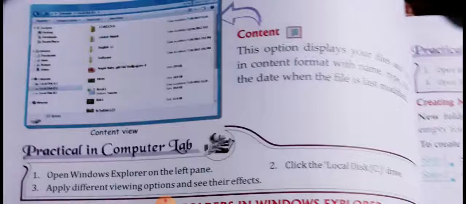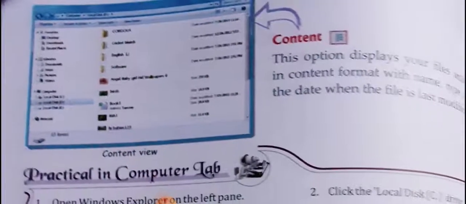In the last video, we discussed the icons and the list and details views. Here is one more that was left, that is contents. This option displays your files and folders in content format with the name, type and the date when the file was last modified. Here the picture is given, the folders are here and the date modified is here.